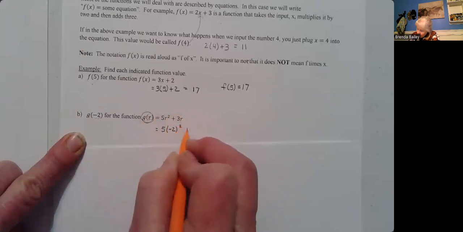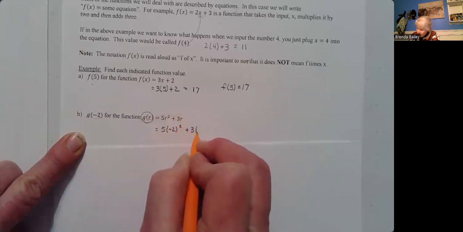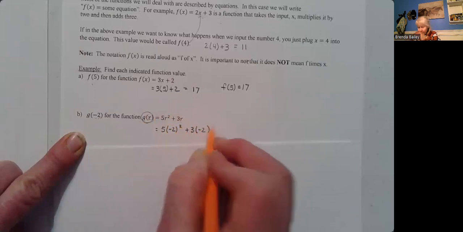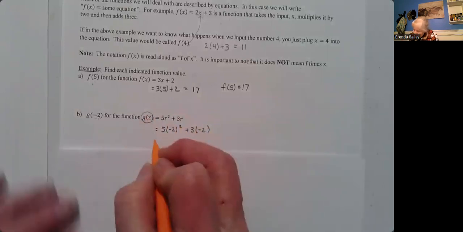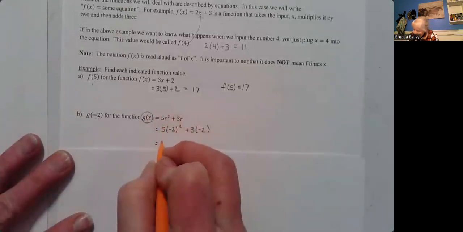5 times negative 2 squared plus 3 times, I'll just use parentheses. And I stated this a little earlier, make sure that with that negative 2 you put it in parentheses before you square it, or it'll give you the wrong answer. You've got to have that in the parentheses if you're going to use your calculator. If you're just going to go mentally, this is fine.